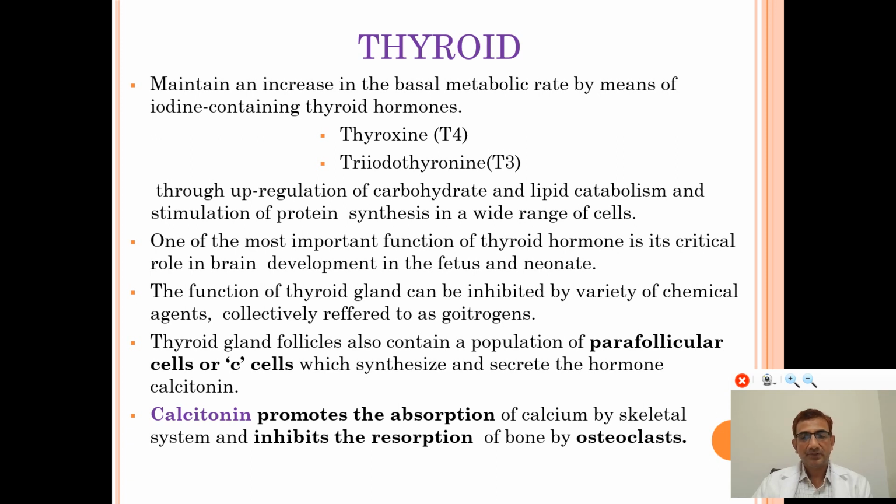The function of the thyroid gland can be inhibited by a variety of chemical agents, collectively referred to as goitrogens. Thyroid gland follicles also contain a population of parafollicular cells or C cells, which synthesize and secrete the hormone calcitonin. Calcitonin promotes the absorption of calcium by the skeletal system and inhibits the resorption of bone by osteoclasts.